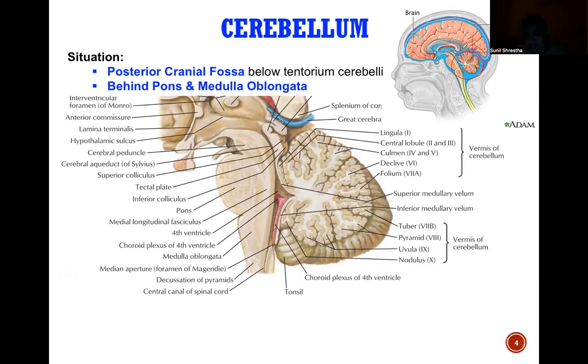You can also see that the cerebrum and cerebellum are separated by the tentorium cerebelli, one of the modifications of the meninges. In between the cerebrum and cerebellum there is a modification of the dura mater. That is the tentorium cerebelli, and it is present just behind the pons and medulla oblongata. So these are the gross features, or the situation, of the cerebellum.